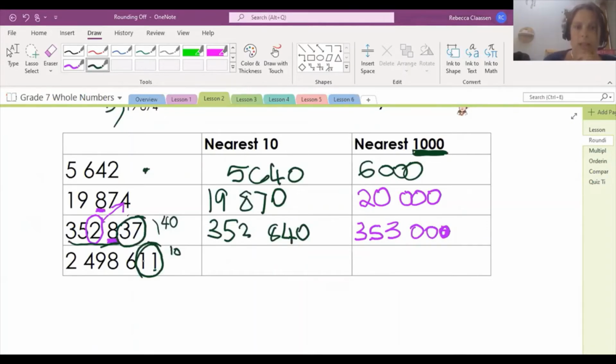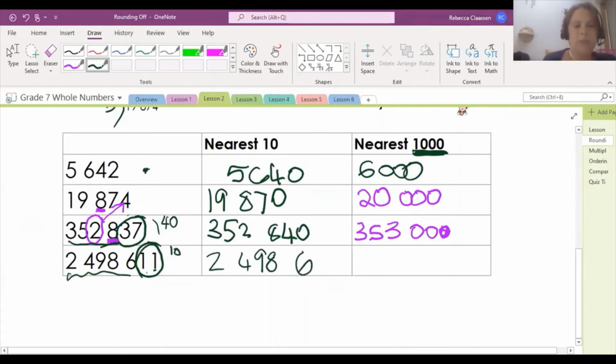Okay. So if we look, we then keep everything else the same in the front, because that doesn't need to change. So we just keep those numbers all there. And the only thing that changes is when we're rounding it off, what happens to the 10s. And the 10s is going to round off from 11. It's going to go down to 10. Okay. And we do the exact same thing when we're looking at the thousands.